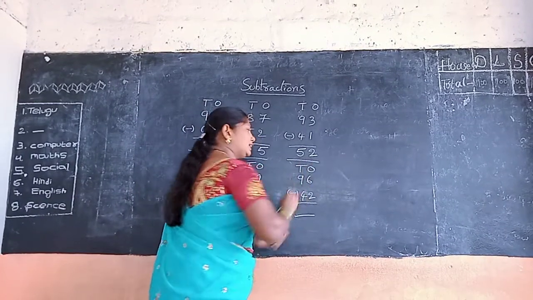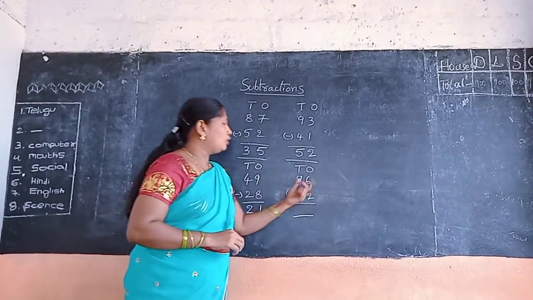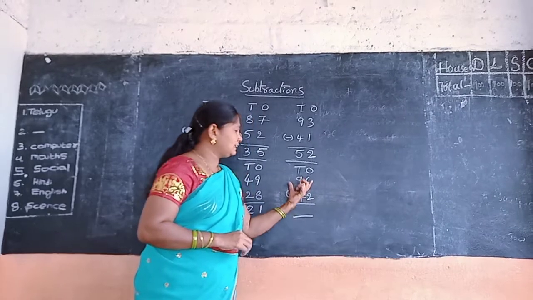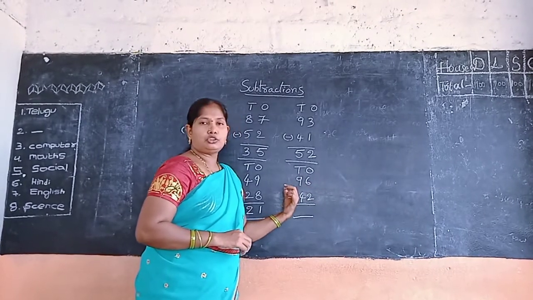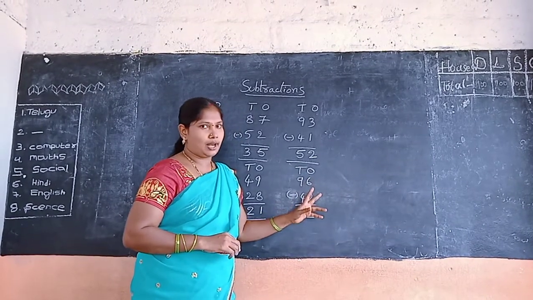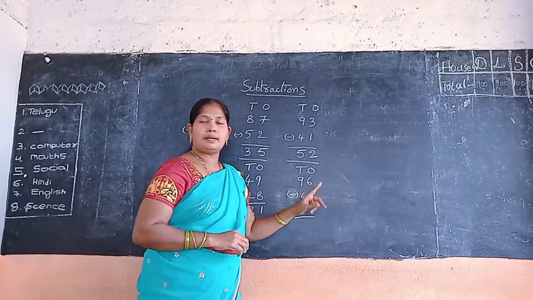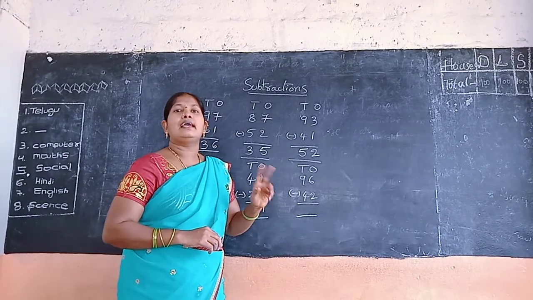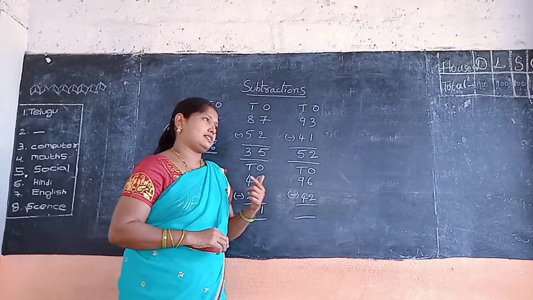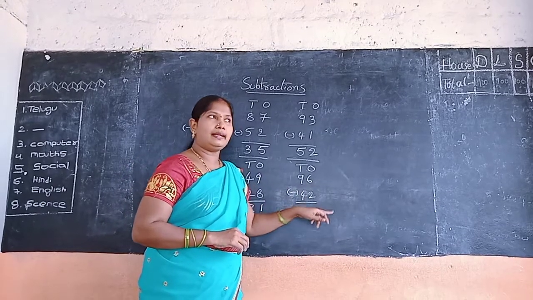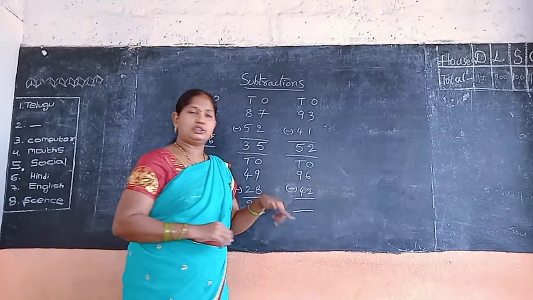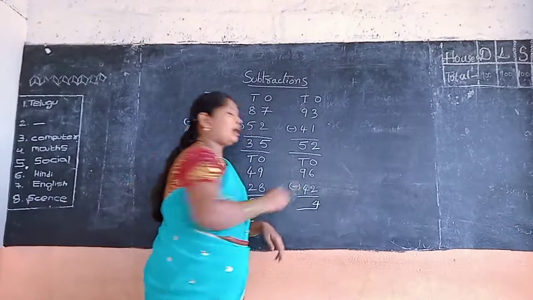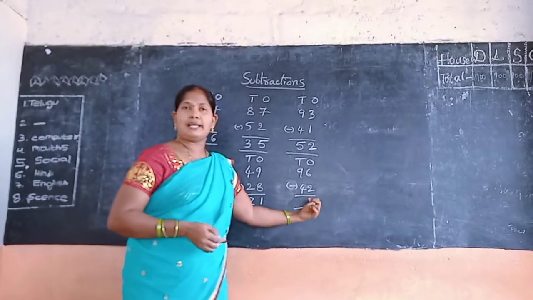Okay, 1's place value, 10's place value. How to solve this one? 96 minus 42. First you take the 1's place value. For the 1's place value, the first number is 6 and the next one is 2. Is 6 minus 2 possible? Yes, it is possible. 6 minus 2 is equal to 4. Now the 1's place is completed.